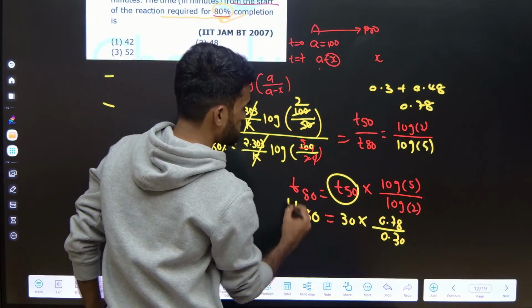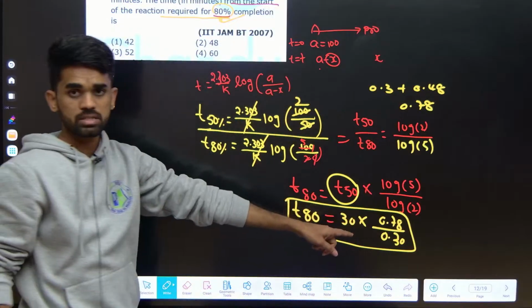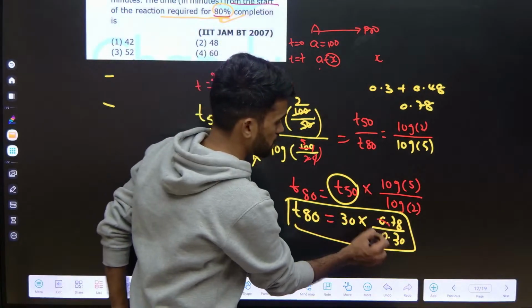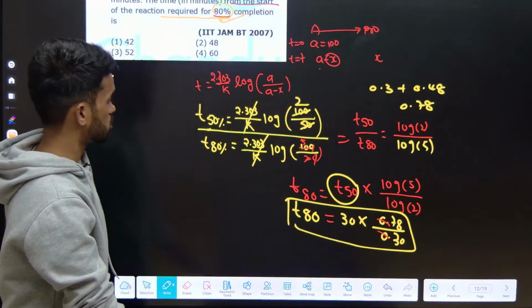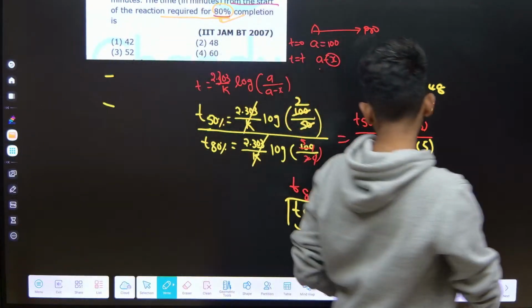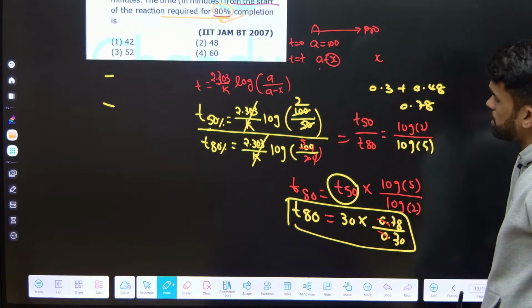So one of the options from the 4 will be the answer. So this is 78 by 30 you can take and simplify that, and you will get one of the 4 options. Okay, right. Hope whatever we discussed here, everything is clear.